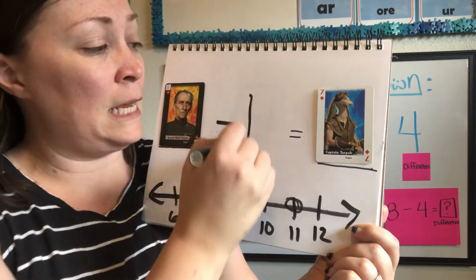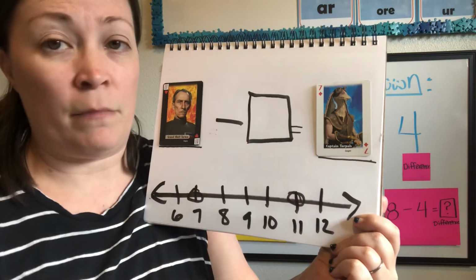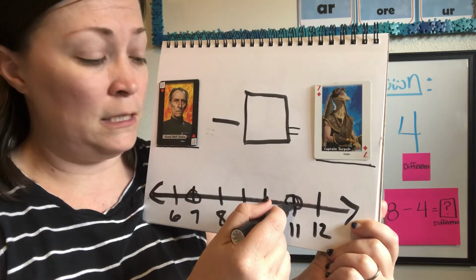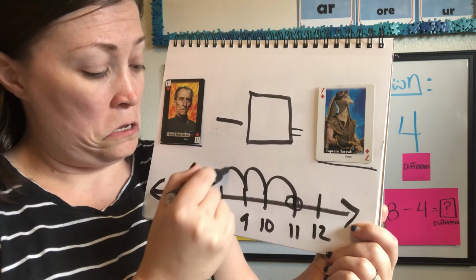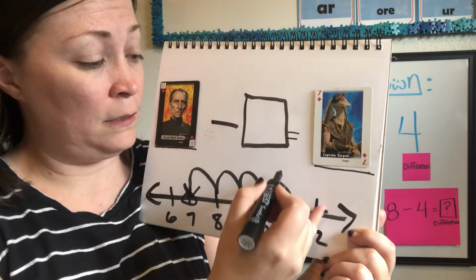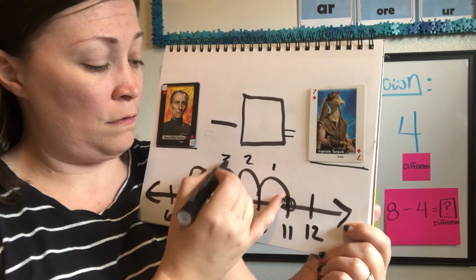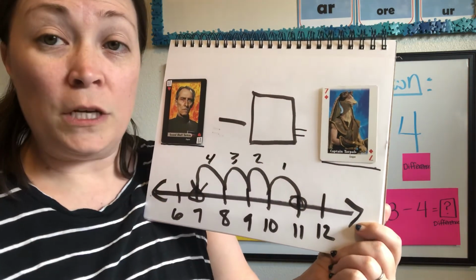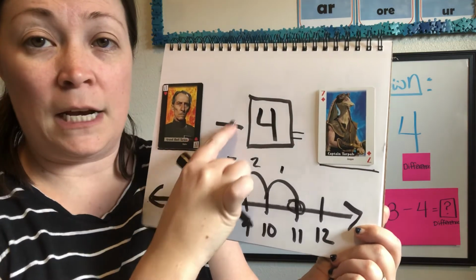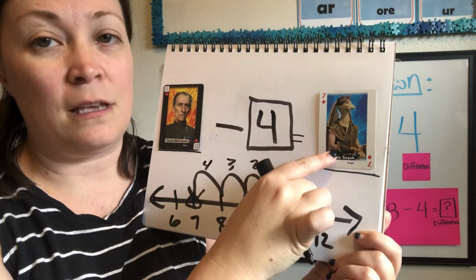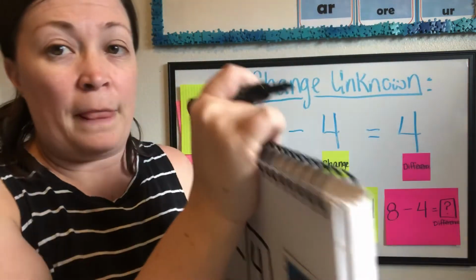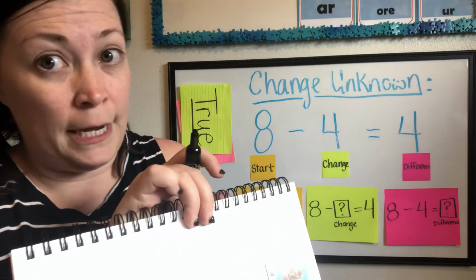We're still missing our change number. So let's count it. Here we go. We're going to go from 11 to 7, down to 7, and then we're going to count our jumps. 1, 2, 3, 4. We jumped 4 backwards. 11 minus 4 does equal 7. Nice job. So I have one on the back for you to try.